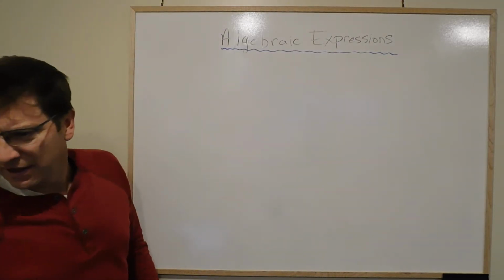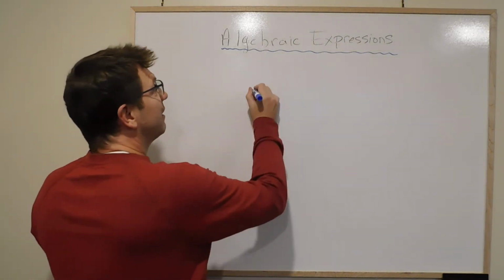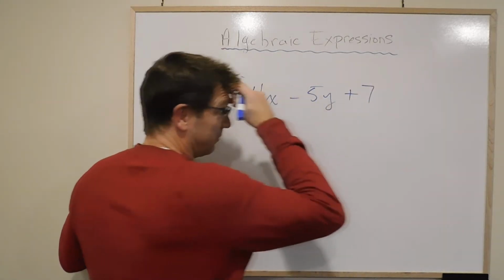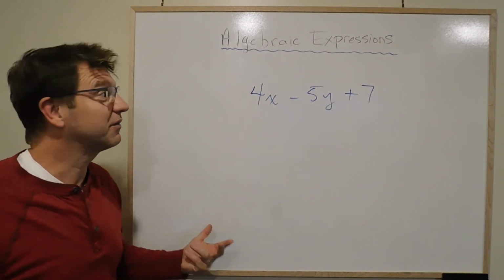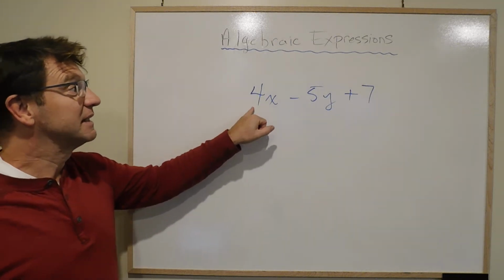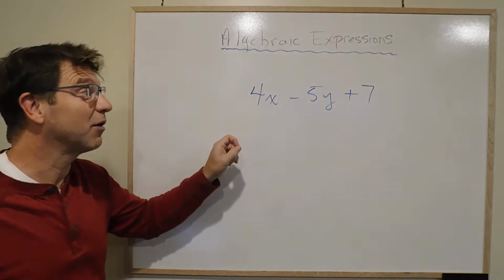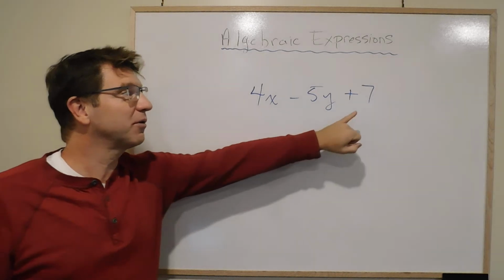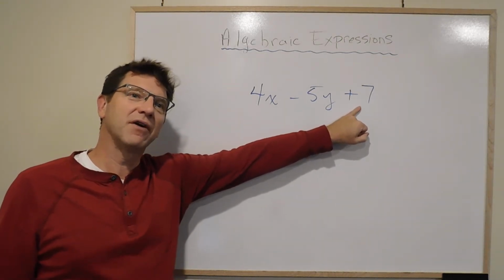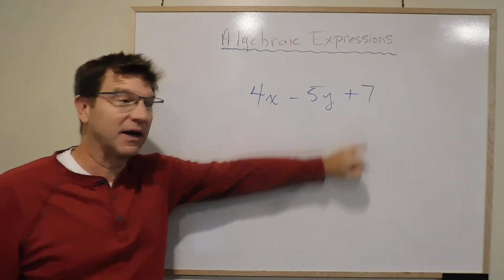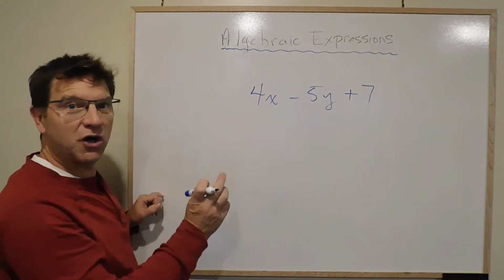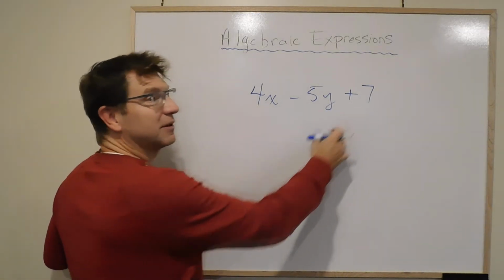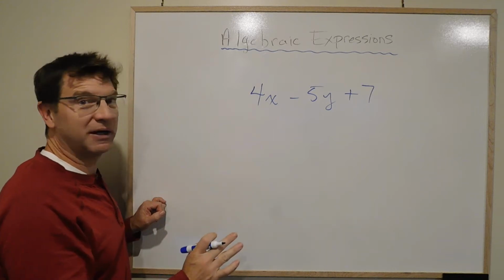So as you see on the slide, I'm going to create one here: 4x minus 5y plus 7. Okay? You notice there's no equal sign. It's an algebraic expression. We have some coefficients. Coefficients are the numbers in front of the variables. The letters themselves are the variables. And then a little more terminology. If you have a number without a variable, it is called a constant. So the numbers in front of variables are coefficients, the letters are the variables, and a number without a variable is a constant. And that makes up an algebraic expression.